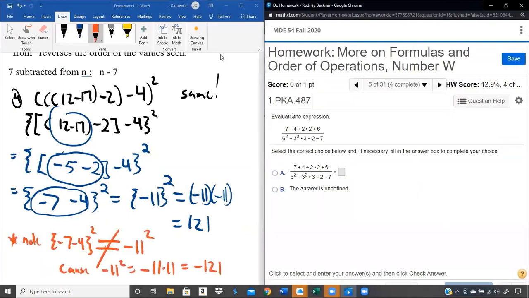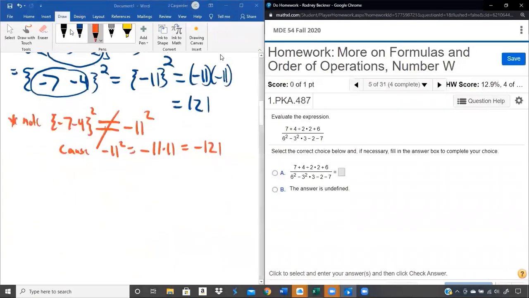Oh boy, look at all those steps. Lots of places to have accidents and mistakes and wrong orders of things. All right, number five.